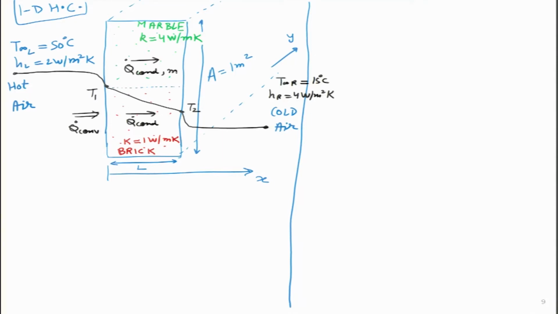So, this I will write as subscript M and this is subscript B. So, M for marble and B for brick, and on the right hand side again I want to find out what is the value of Q dot convection on the right side. This is Q dot convection on the left side. So, these are the things which are unknown to us. So, let me write it with red ink over here. Q dot convection is unknown to me, Q dot conduction for marble is not known, Q dot conduction for brick is not known, and again T1 and T2 values I do not know.